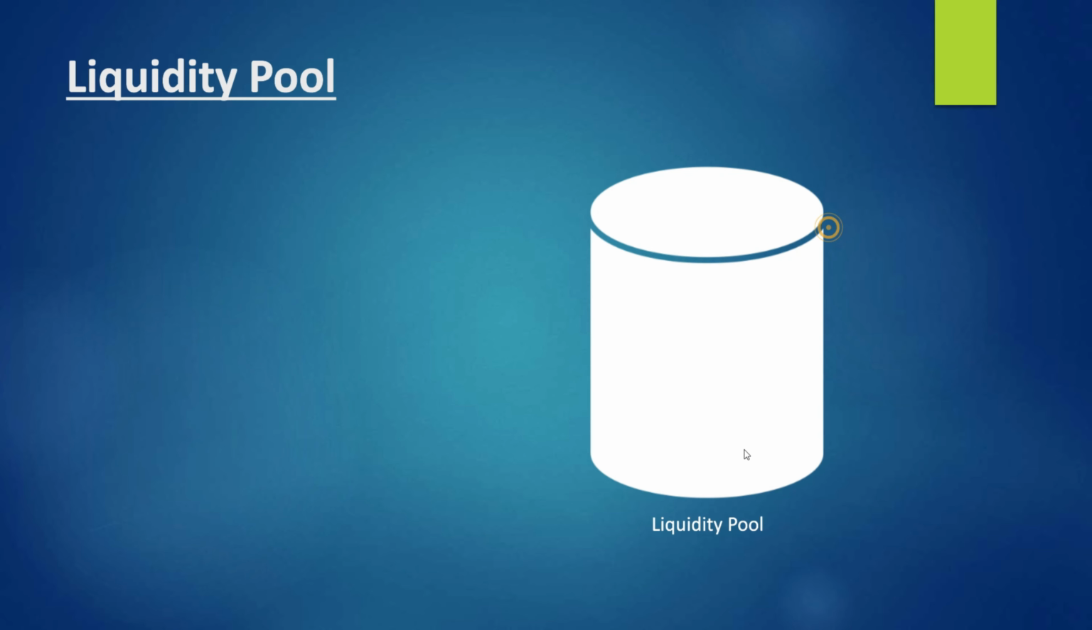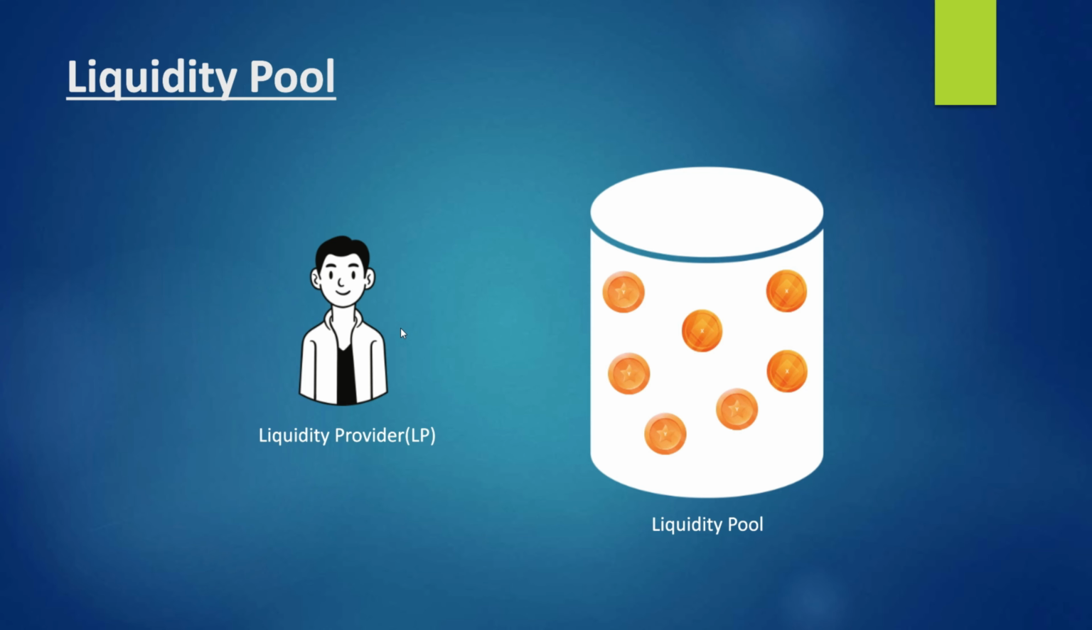So we have this pool, or you can say this jar, and in this jar what we actually keep is tokens. And who provides these tokens to this liquidity pool? These tokens are actually provided by the liquidity providers. So these liquidity providers provide a pair of tokens to this liquidity pool.